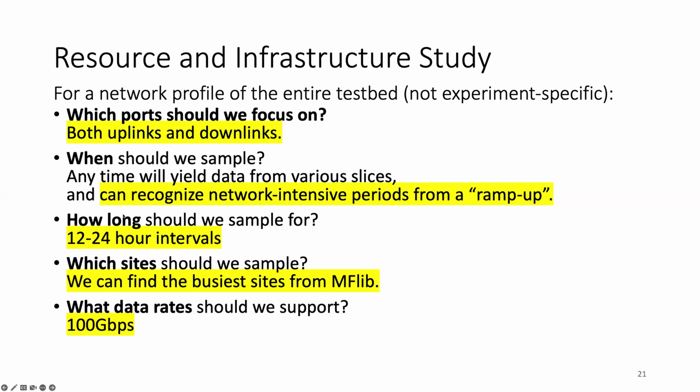The duration, I think, correlates with the typical workloads' duration at the location on Fabric, right? So 12 to 24 hours. And which sites we should sample? Using MFlib, which is the data source of one of the graphs I showed you earlier, we can find which are the busiest sites. And for data rates, 100 gigabits is a reasonable expectation to set, given what we saw from the data.